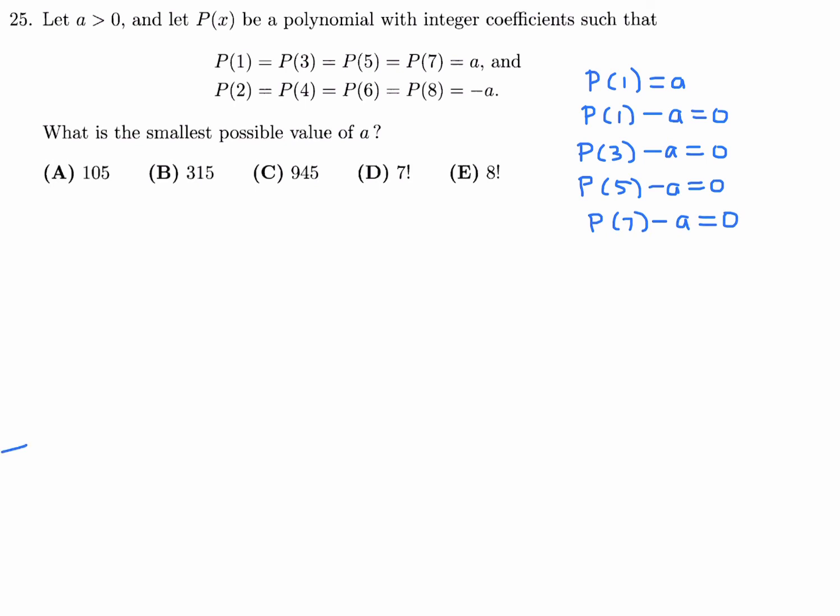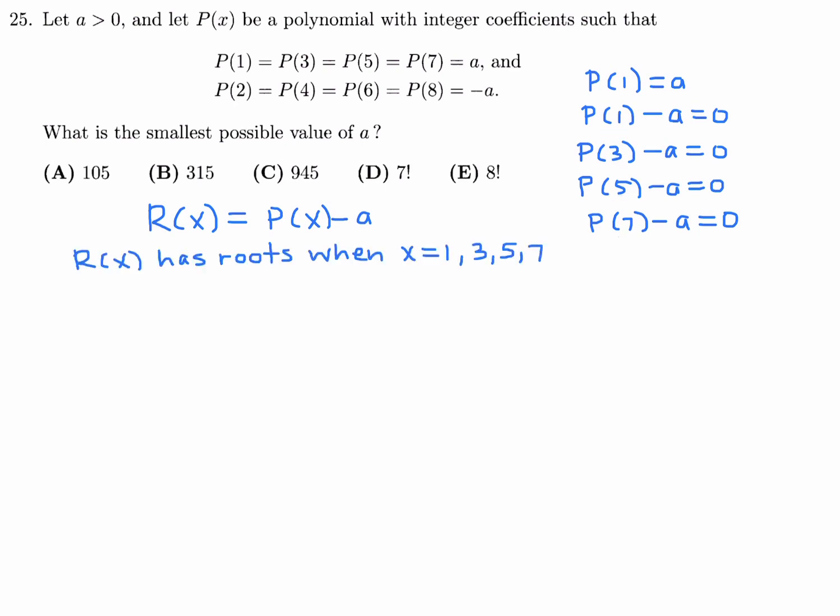All right, so what we can immediately do is introduce a polynomial. Let's call it r(x), and we'll define that as p(x) minus a. Since p(1), p(3), p(5), p(7) minus a equals 0, this polynomial has roots when x is equal to 1, 3, 5, and 7. So, since those are the roots, we can write it as follows: (x minus 1)(x minus 3)(x minus 5)(x minus 7).